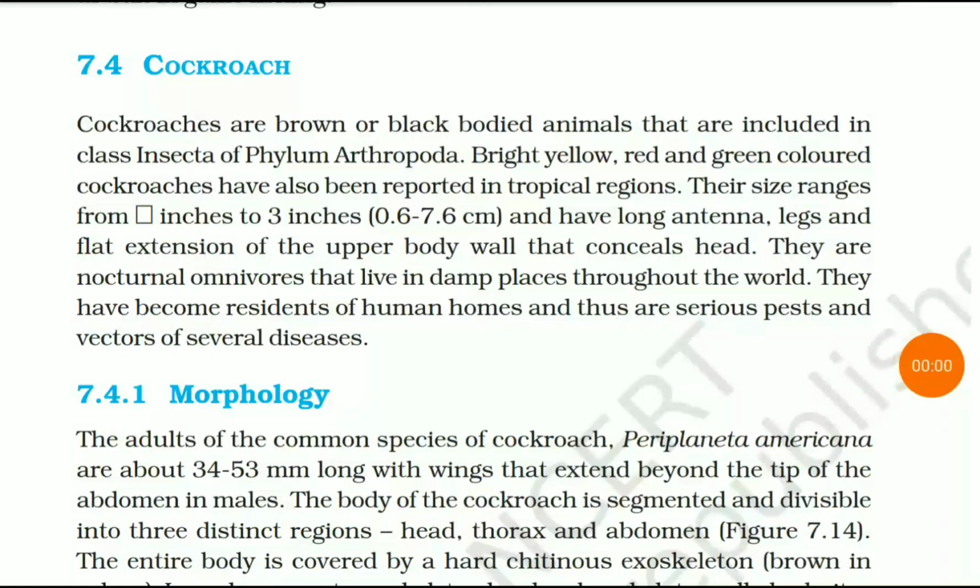So we are starting the podcast on the cockroach. So let's start it without wasting the time.